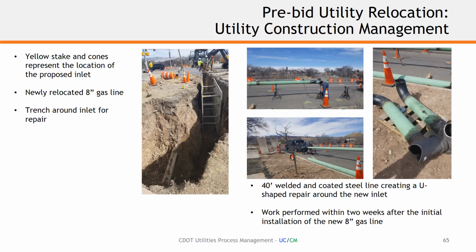So what you see is the improvement, or the solution to moving around that inlet. So the gas company came in and cut a big U-shape trench around that future inlet, and had the crews install this 40-foot section of 8-inch gas line, a 40-foot welded coated steel line around that inlet within a week of the installation. And we were able to, luckily, have them move it because we had provided such good documentation and utility coordination previously.